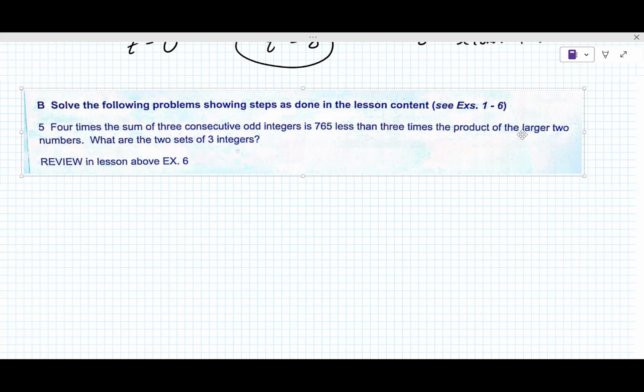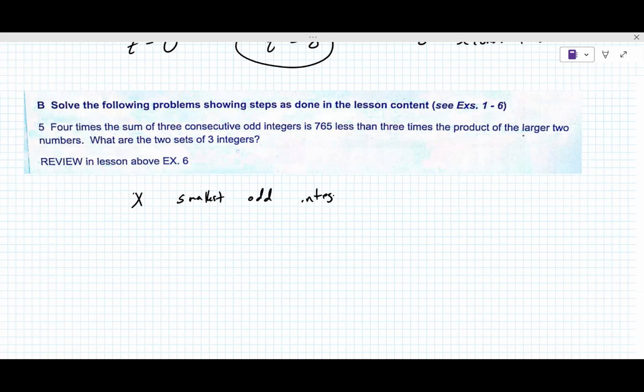Okay, there's a lot here. We're going to let x be the smallest odd integer. We don't know the value of it, but that's going to be the smallest odd integer. And let's just say, for example, and I have no idea what the solution is, the answer is 77. What is the next odd integer after 77? 79. How do you go from 77 to 79?